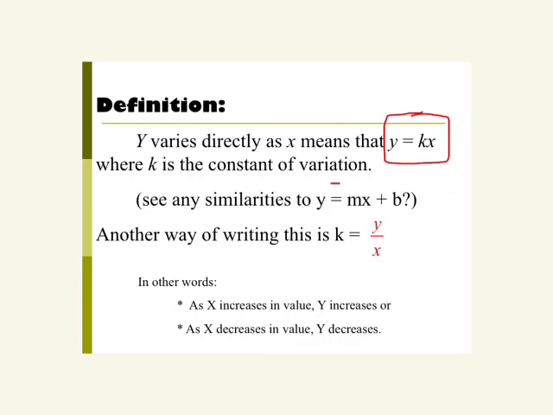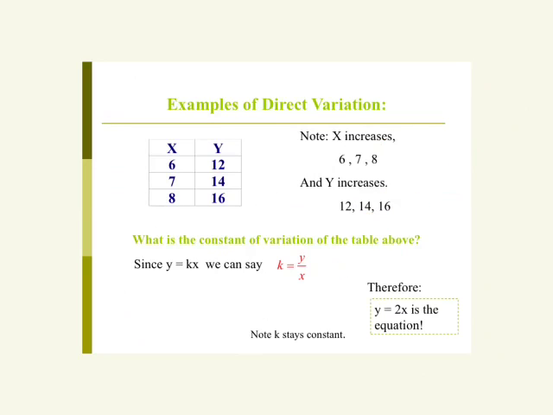Do you see any similarities to the way we've been writing equations? Obviously, y equals mx and y equals kx are the same, but here this has a b where this one does not. We find k by taking the y-coordinate divided by the x-coordinate that it's paired with. In a direct variation, usually as x increases, y would also increase, or if x decreases, y would also decrease.